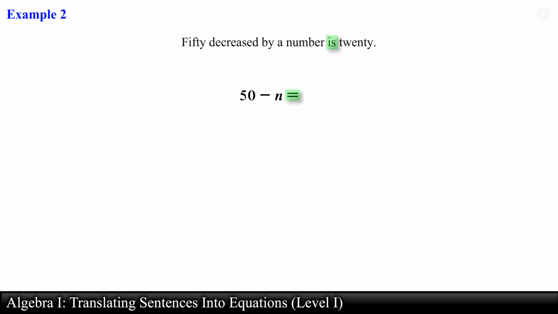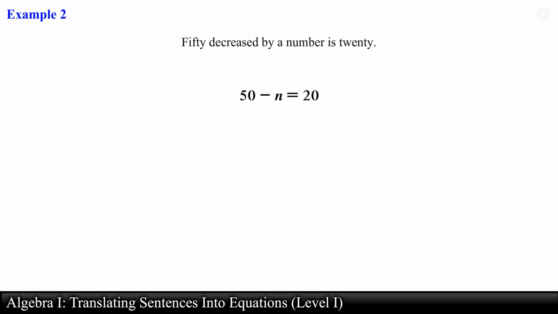Alright, let's try some more examples. 50 decreased by a number is 20. We see the key word decrease, so we are dealing with a subtraction between two numbers, specifically 50 and a number. So this expression is written as follows: 50 minus n. We also see the key word is. So we write an equal sign followed by the number 20.